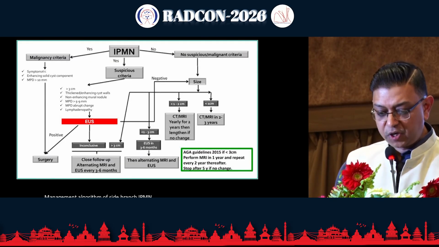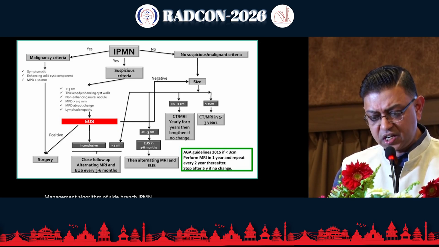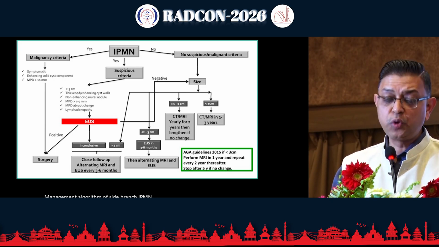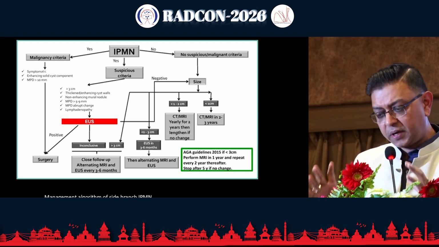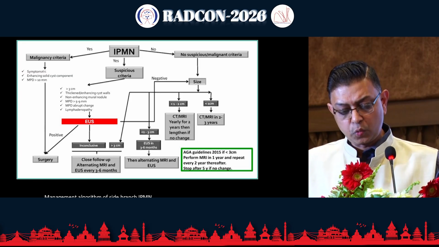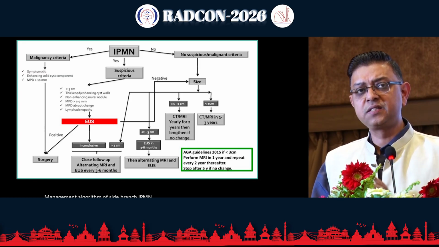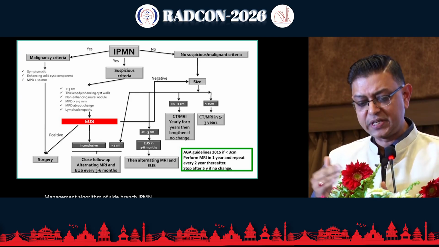So this was an example of a side branch IPMN where, as you can see, there was a small cystic lesion. It was followed up. It started becoming bigger and bigger with some soft tissue component, and it turned out to be fully malignant, and it was removed. So there are follow-up criteria for IPMN. What you need to remember is that in case the main pancreatic duct is more than 8 mm, or there is very rapid growth, you need to resect it.